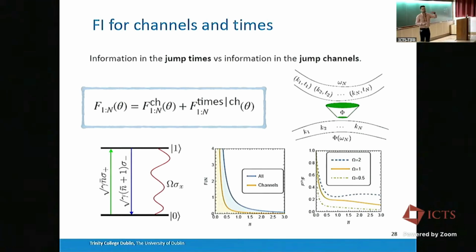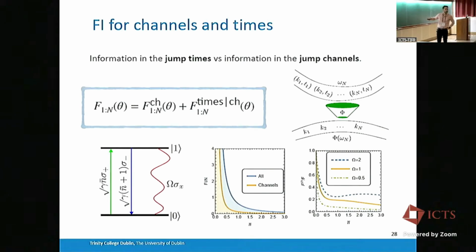So you can think of this as data processing, which is applied after your record is created. You throw the times away and you only look at the channels. Yeah. And how much information do you lose by not looking at the times anymore? You could do the opposite as well. Yeah. And so this is plotted here. This is the Fisher information divided by n for thermometry.